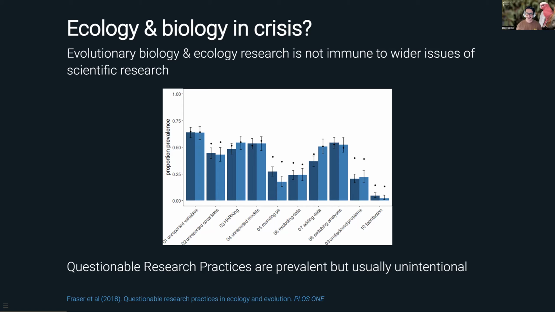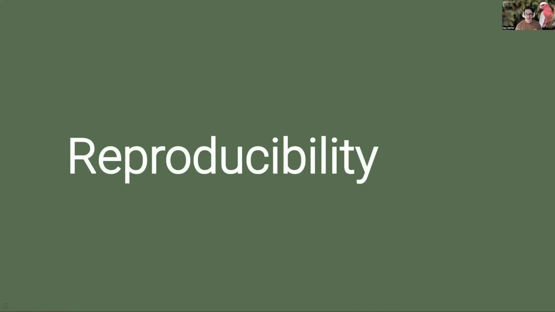But in the end, these are still questionable research practices, and they're prevalent in ecology as well, and it can lead to issues of replication. But this is talking about primarily doing an experiment again on new data and trying to replicate those results. But what about using the same data and the same analyses to get the same result from a paper?